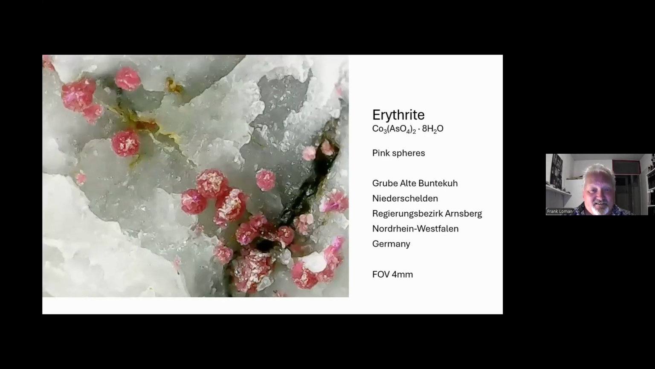Erythrite, a cobalt arsenate, also forms nice pink spheres. I only have one other mineral which has the same nice color, which forms spheres. It will be later on in the presentation. These come from the Alte Bontekoe mine, which is in North Rhine-Westphalia in Germany.